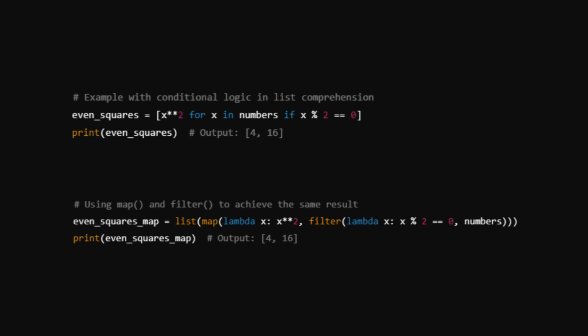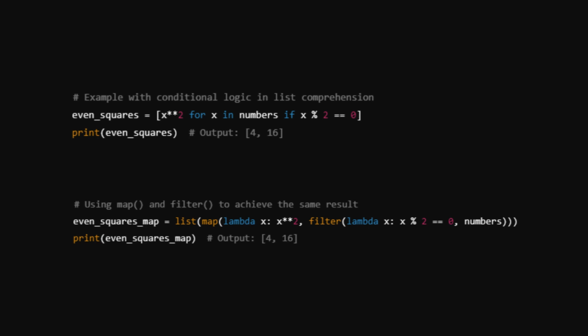Let's look at a scenario where list comprehension really shines. Here we're going to be combining transformations with conditionals. So we're squaring only the even numbers from the list using list comprehension with a conditional if statement at the end. It's easy to see what's happening at a glance, filter and transform all in one line.